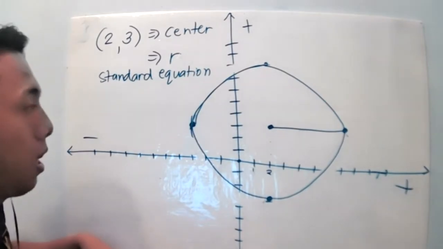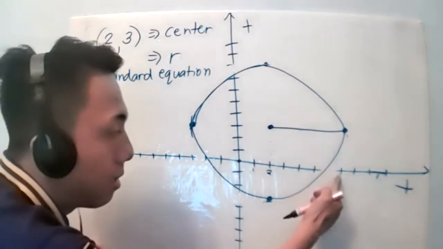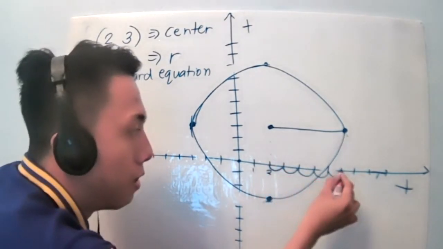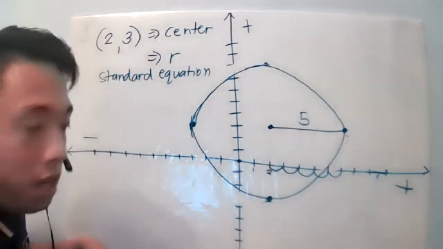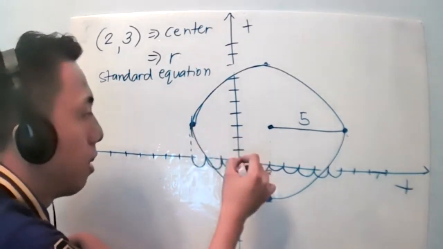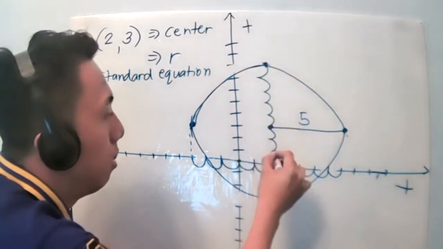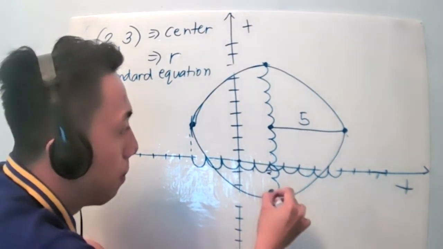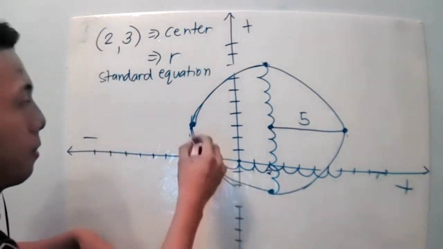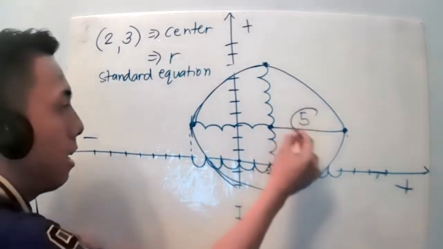Now, to find the radius, we will just count how many spans from here up to here. So, from here, we have 1, 2, 3, 4, 5. So, this is 5. But to make sure, you need to also double check the others kung pare-pareho ba silang 5. 1, 2, 3, 4, 5. Correct? Okay? So para silang 5. So this is a circle. Ang radius natin ay 5.